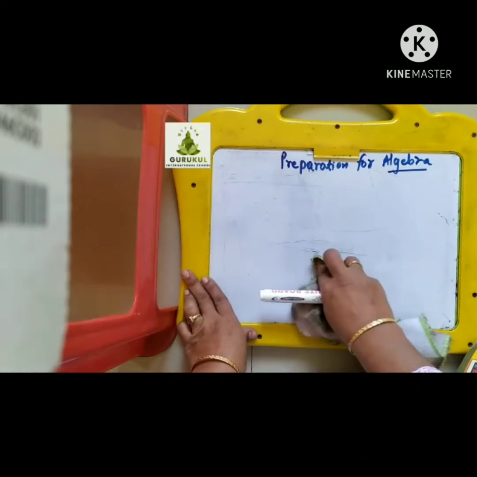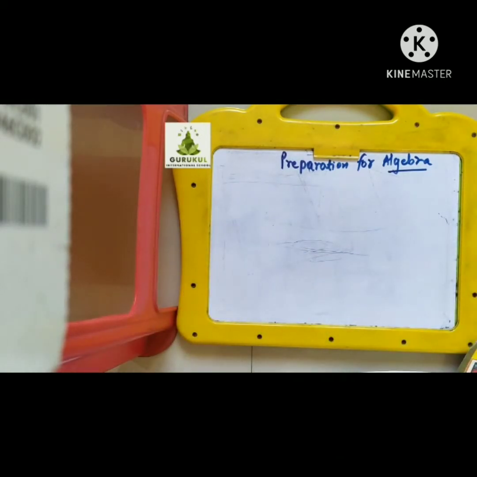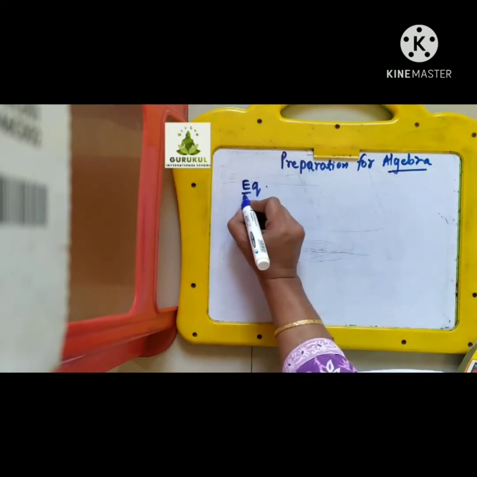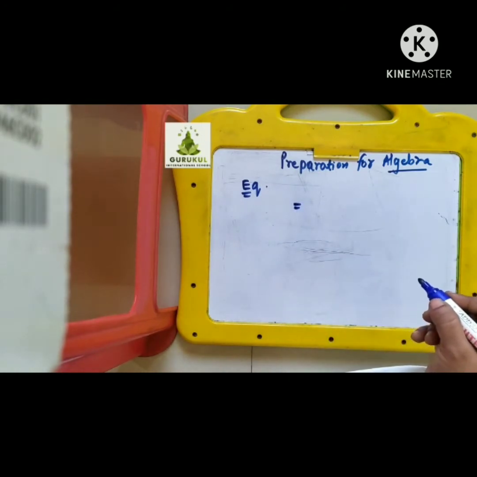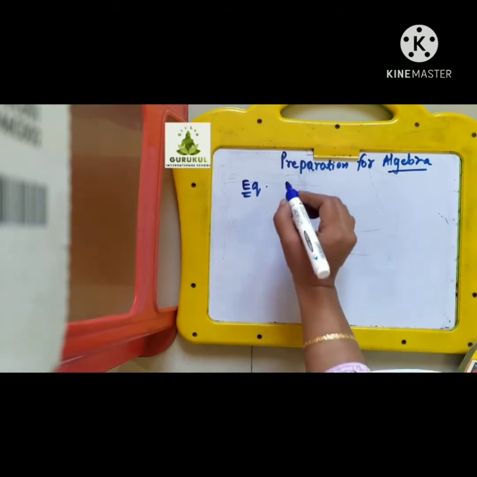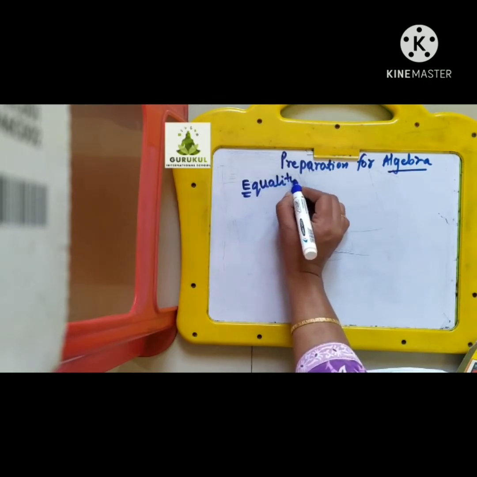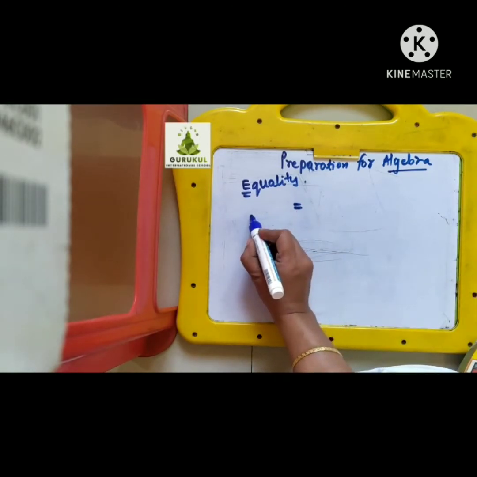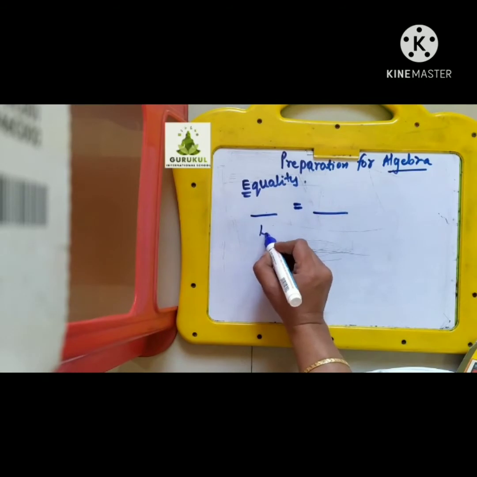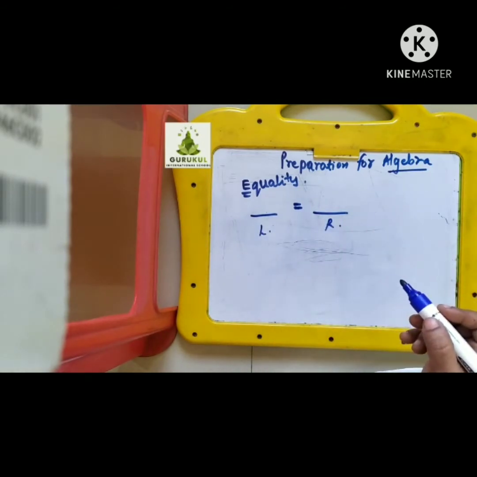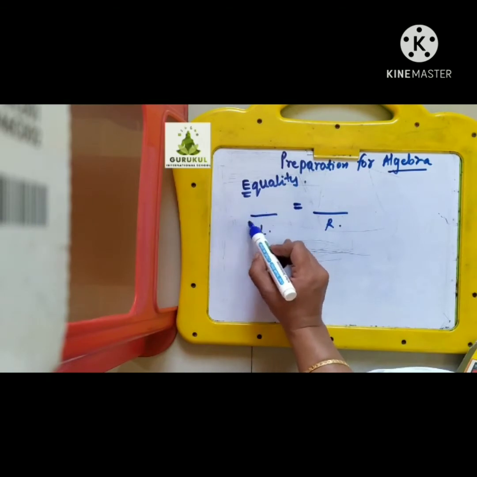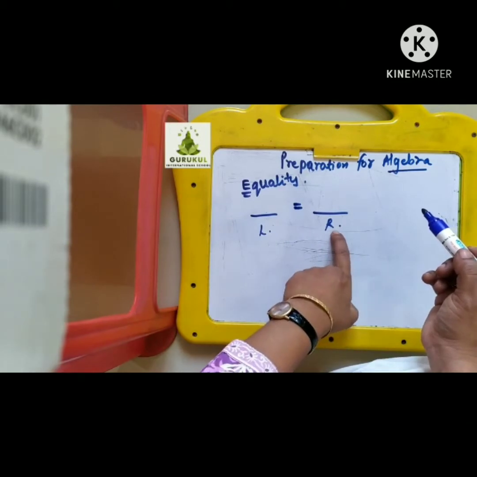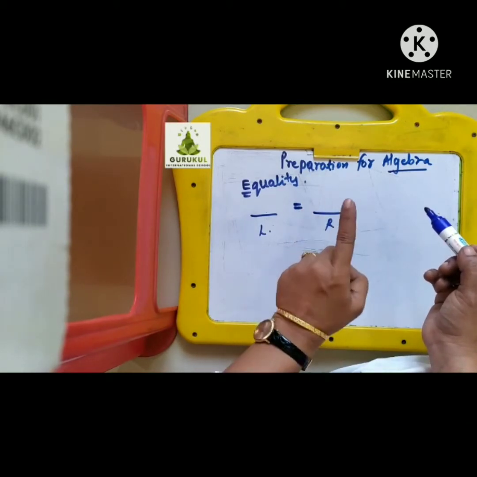So let's come to here. Firstly, the term equality. Now in algebra, as I said, there are alphabets as well as numbers. When you talk about equality, there is always an equal sign. The equal sign talks about the equality, and with this equal sign you have a left hand side as well as a right hand side. This is the left side, this is the right side. When the answer on the left side is also equal to the answer on the right side, you say it is an equality.